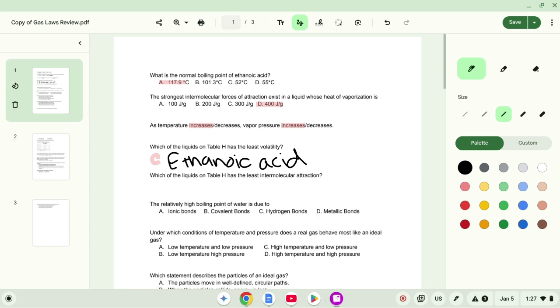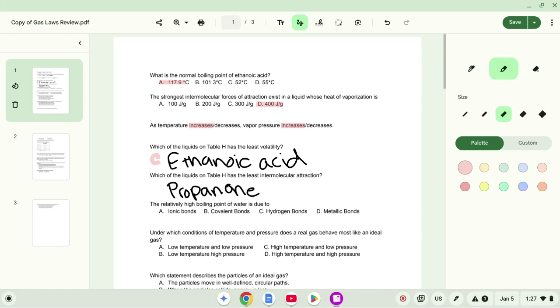Which of the liquids on table H has the least intermolecular attraction? If a liquid has a weak intermolecular attraction, it means it has a very low boiling point. So we need to see which liquid has the lowest boiling point. That liquid is going to cross the normal boiling point line at the closest value to 0 of the other liquids also on table H, and that's propanone.